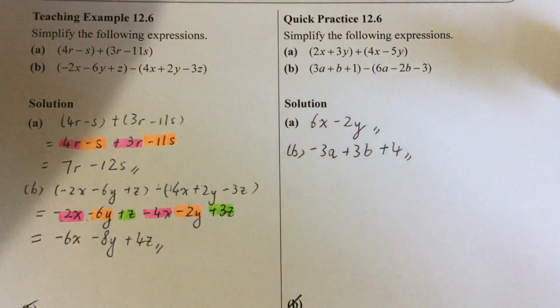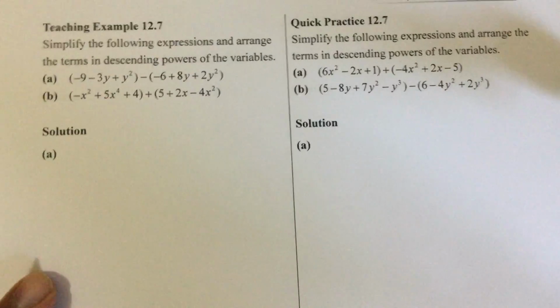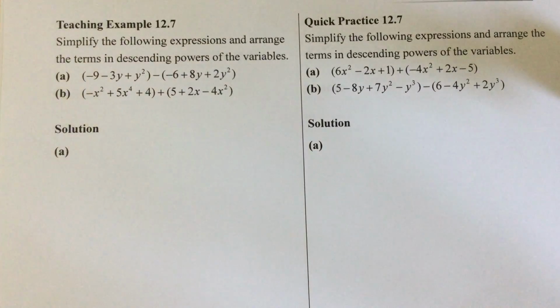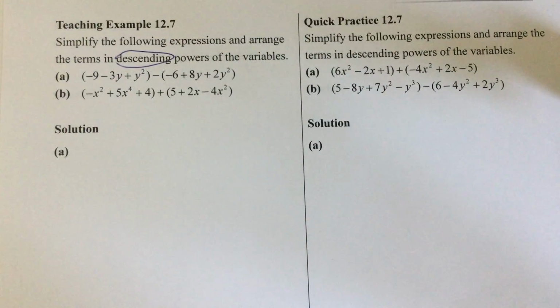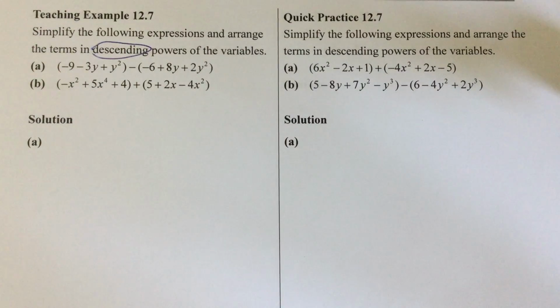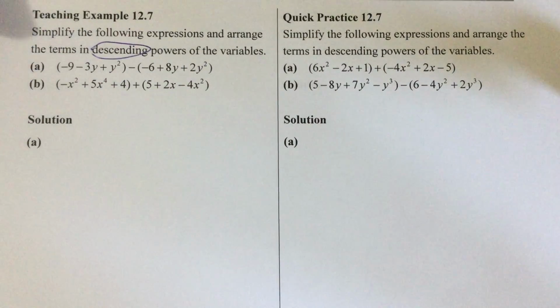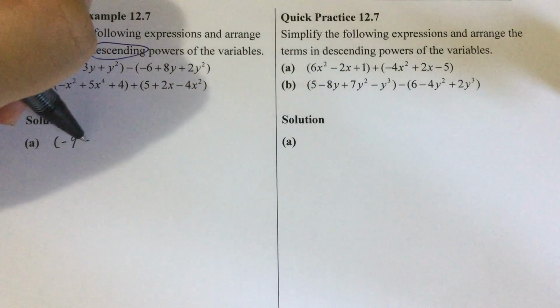Okay, now we will go to teaching example 12.7. This time also we need to simplify the following, but this time you must arrange it in descending order. That means from the greatest to the smallest. So make sure that you know how to do this. Now let's do part A first. Okay, I will show you the calculation once again. This one, let me copy the question.